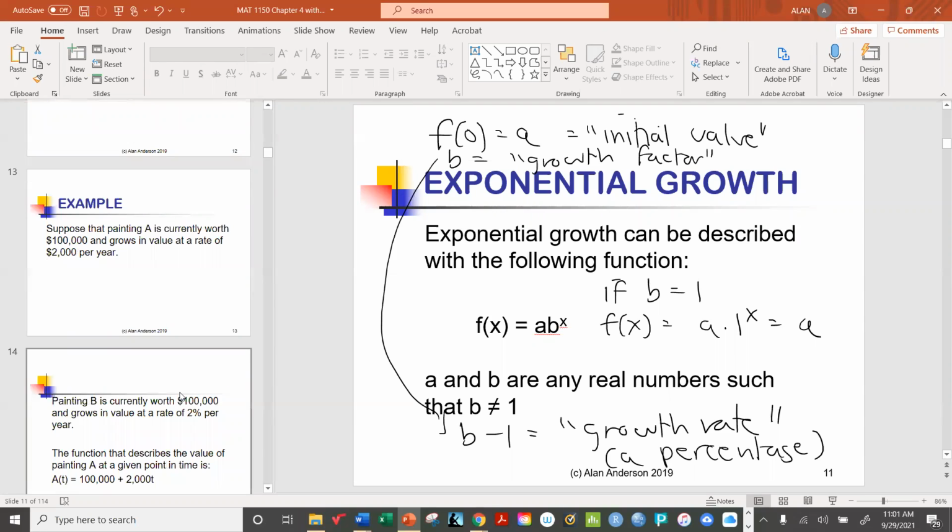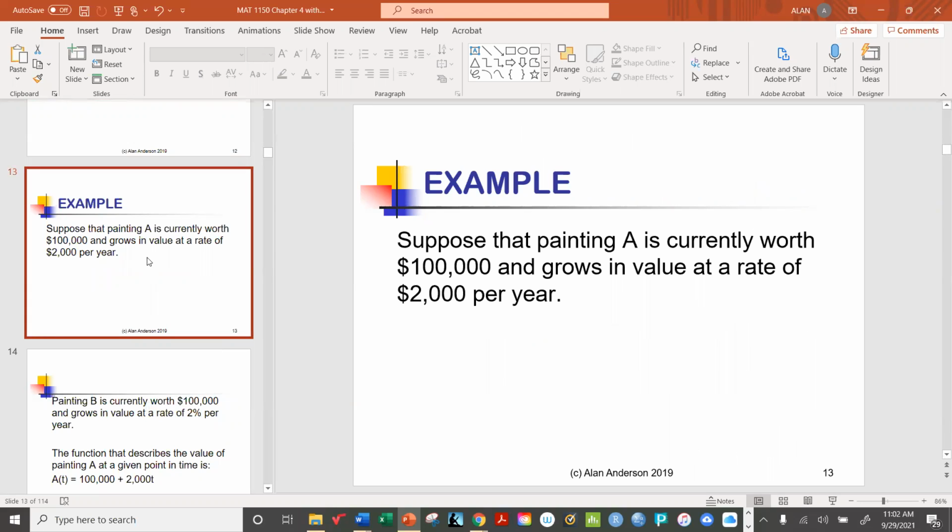Now, what we're going to do here is compare two cases. We have a painting. Let's say we bought a painting, and we want to know how much it will be worth in the future. In the first case, we're assuming that it experiences linear growth. In the second case, it experiences exponential growth. So let's take a look at these two cases. First, here's the painting. And oh, wait, sorry, it's two different paintings. Painting A is worth $100,000, and the annual growth rate is $2,000 per year.